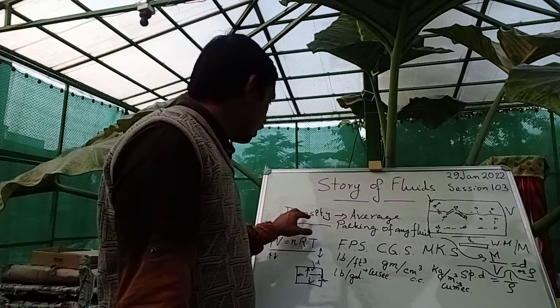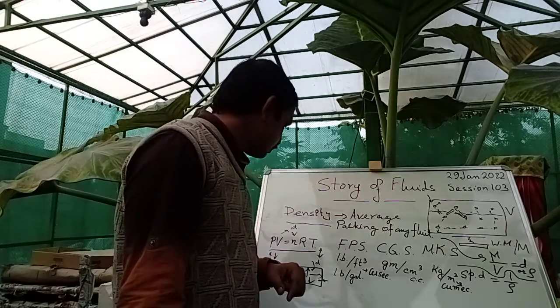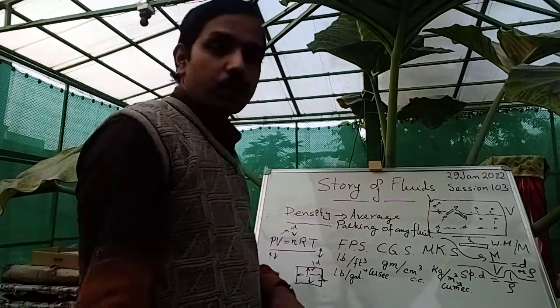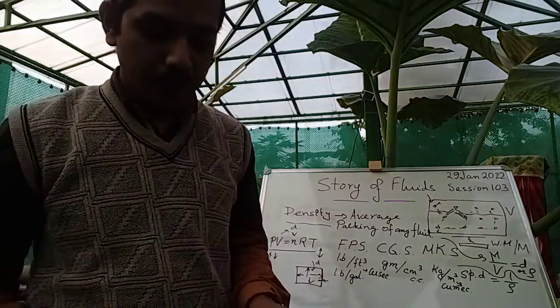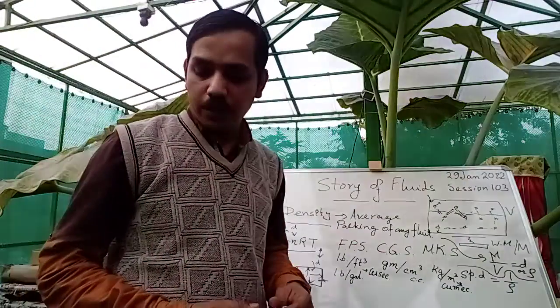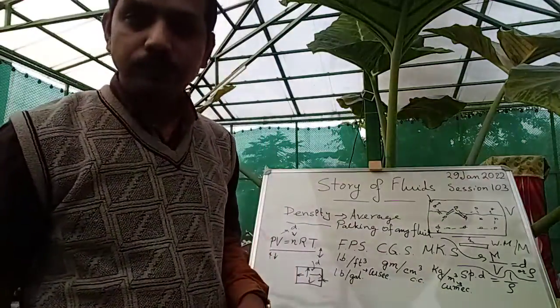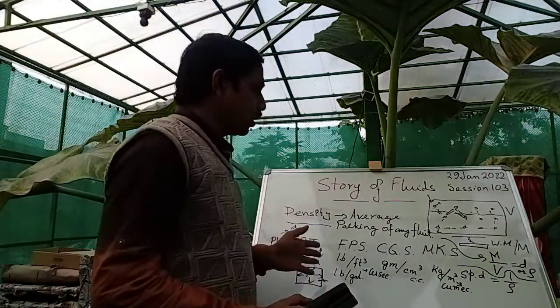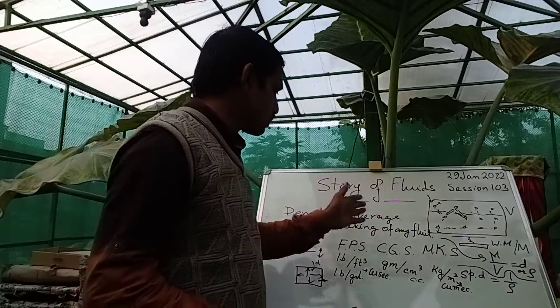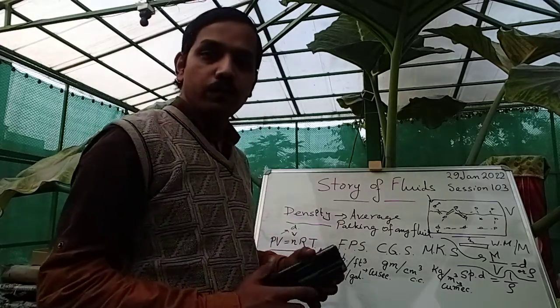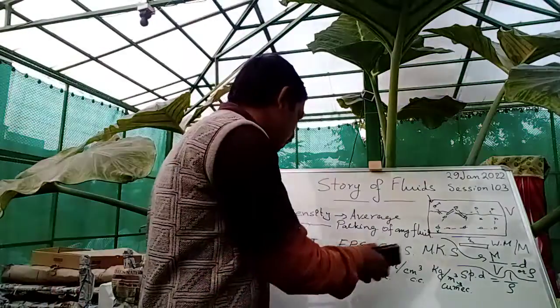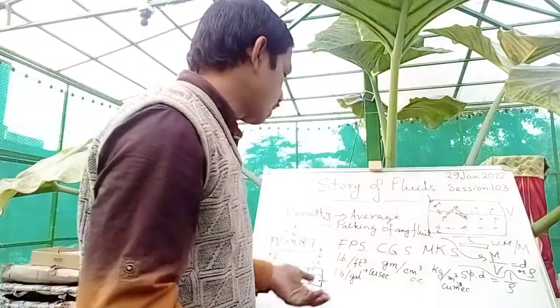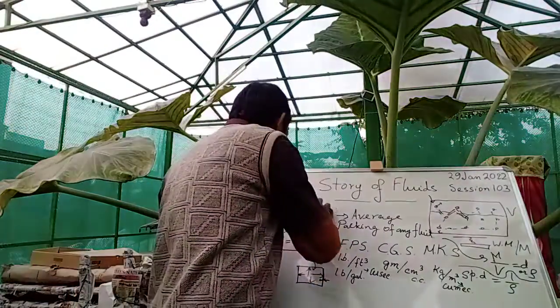So that's why after density we'll talk about the pressure here, and then we'll move on to the temperature. So density, I think you have already understood, is the average packing of any fluid, that is the fluid density, and we can measure it as mass per unit volume.